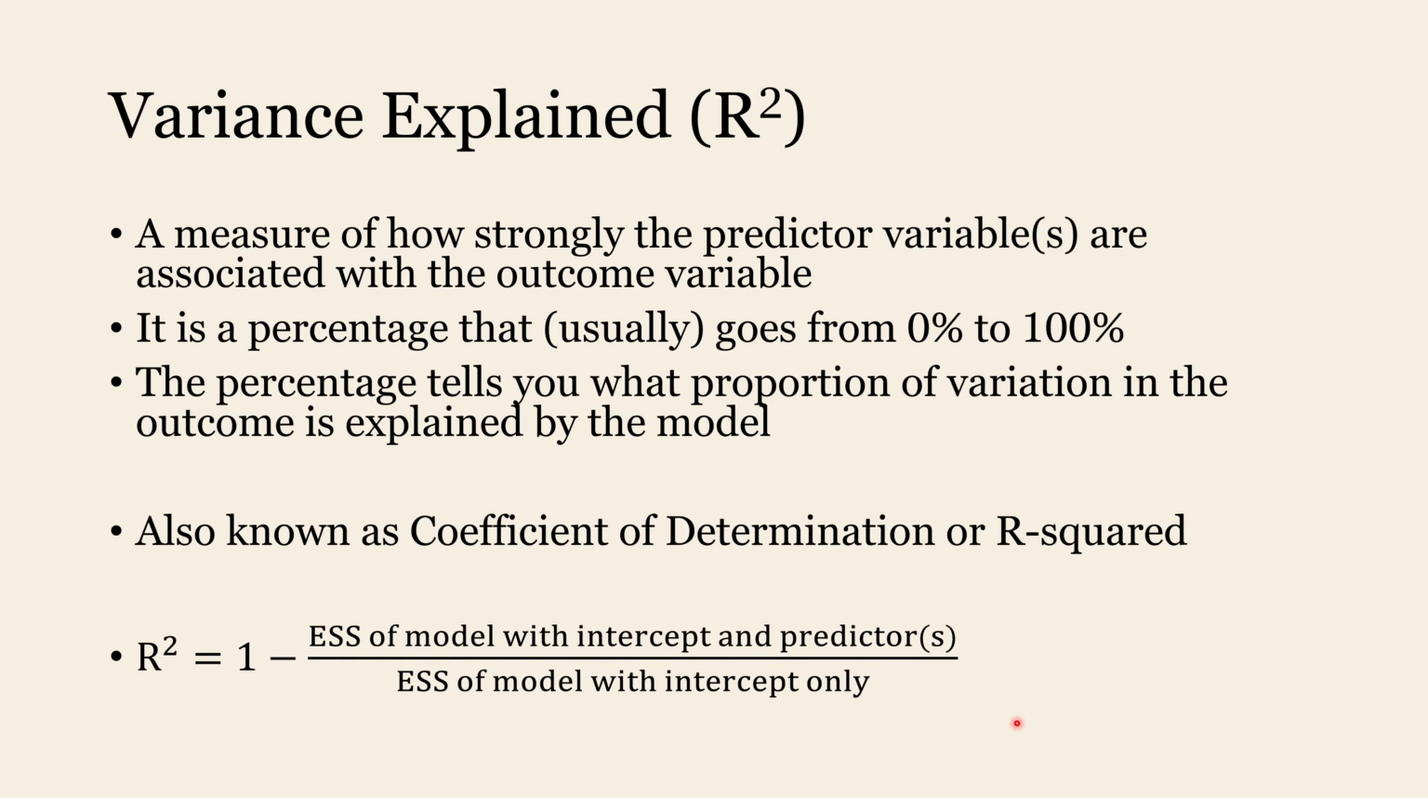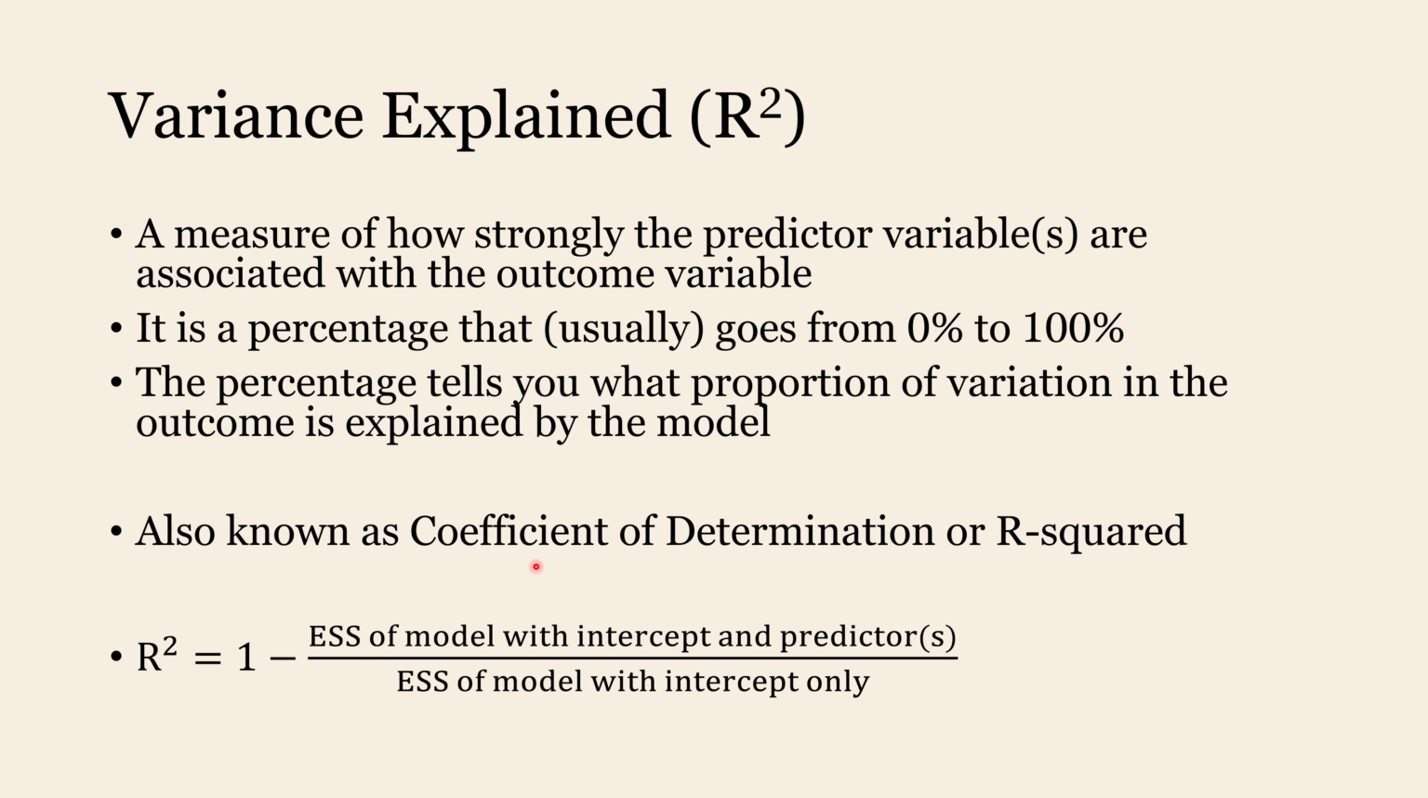Now we can move on to the topic of this video, which is the variance explained. The variance explained is a property of a regression model with one or more predictors. It measures how strongly the predictor variables are associated with the outcome variable. The variance explained is usually denoted by the symbol r², although it's also known as the coefficient of determination, or just simply r². There are a few different formulas for working out r², which will give you the same result.